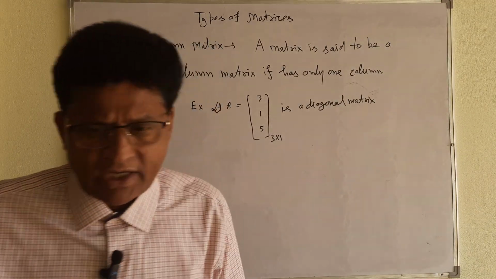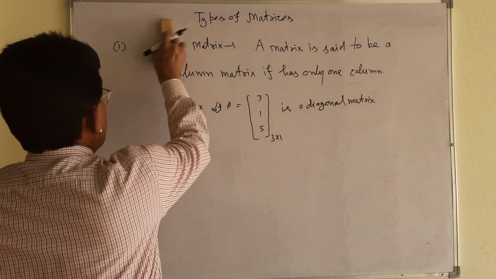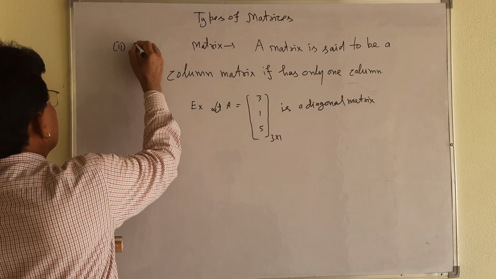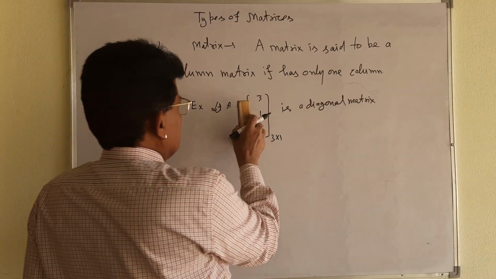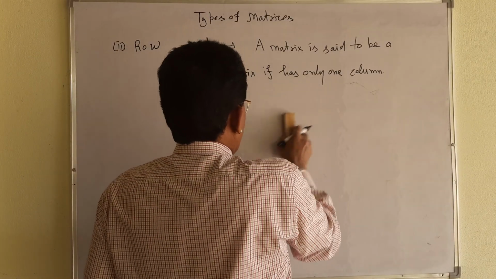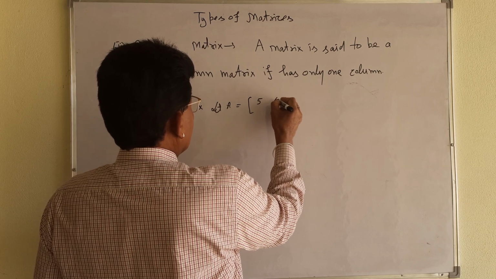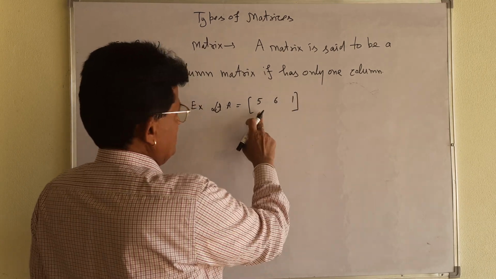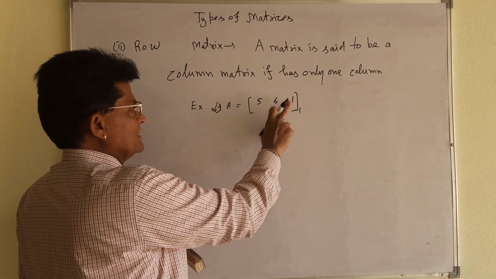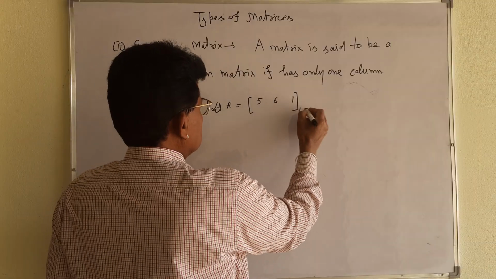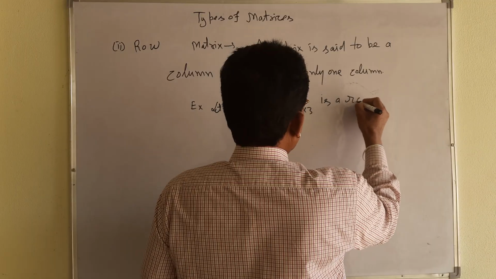Similarly, let me take one more example for the row matrix. Here the second thing is the row matrix. Row matrix means there will be only one row. Let me take 5, 6, 1. You see, there is one row, let me write one row, because first of all you write the row, then the column. How many columns? 1, 2, 3. 3 columns are there. It is a row matrix.